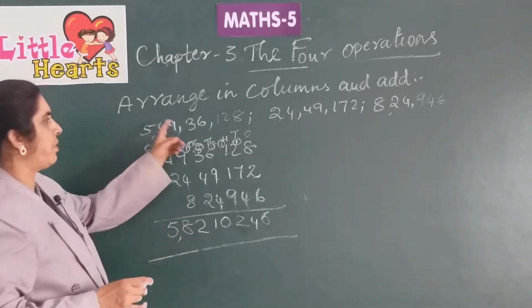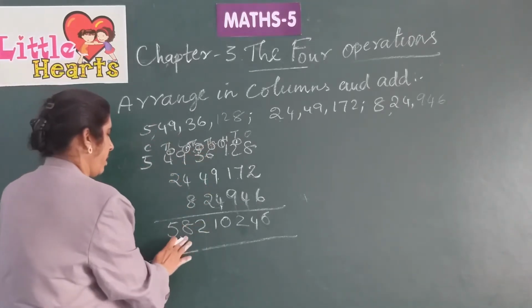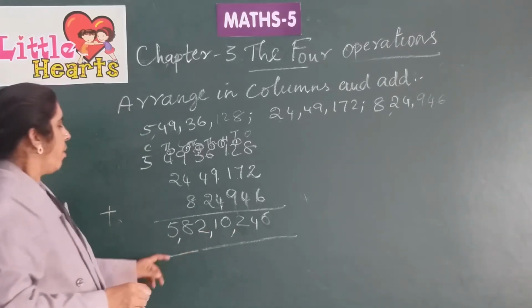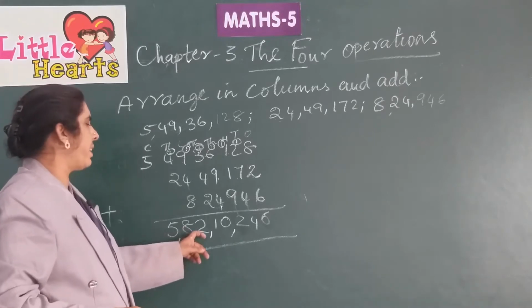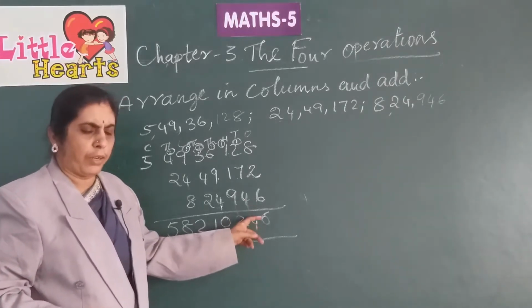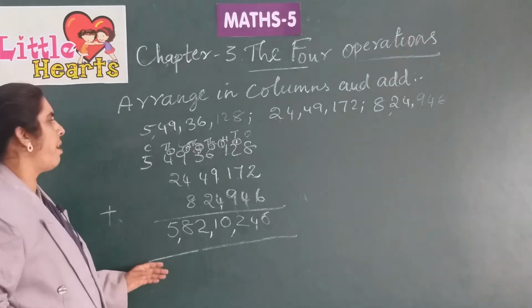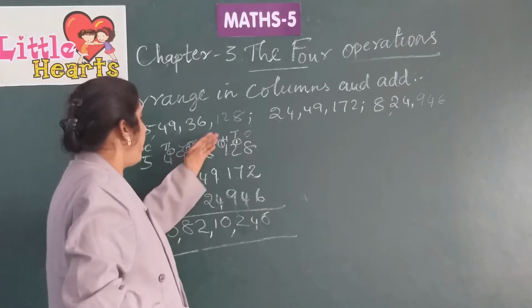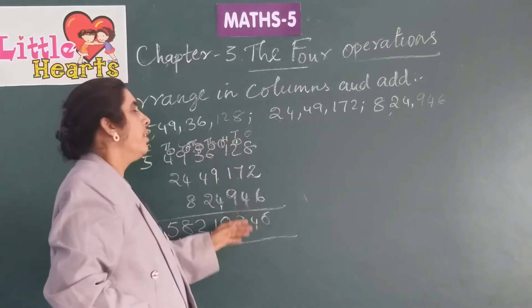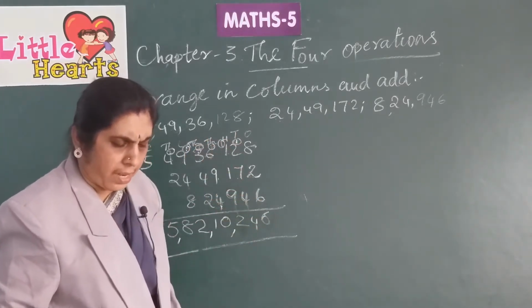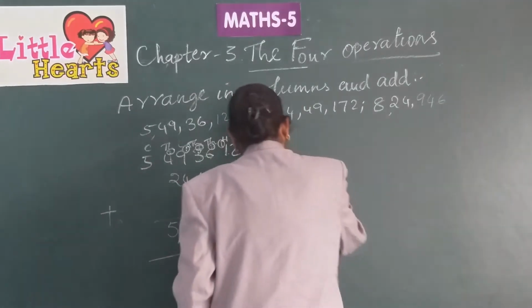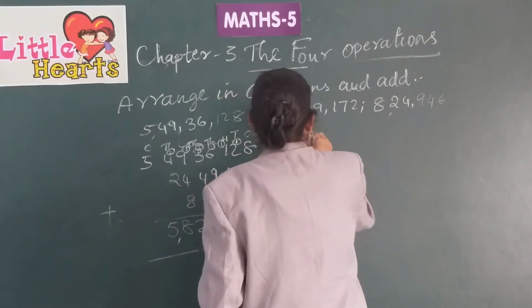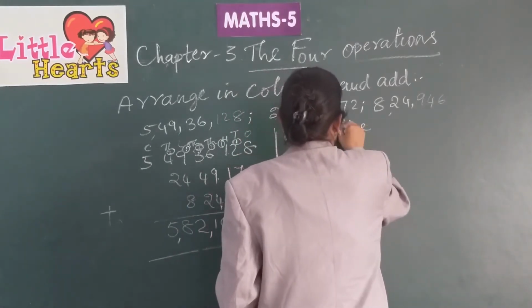The sum of these 3 numbers is 5 crores 82 lakhs 10,246. In this way you can arrange in columns, one below the other in the exact places. You can easily add. Now let us go with the missing numbers. Write the missing numbers in the box.